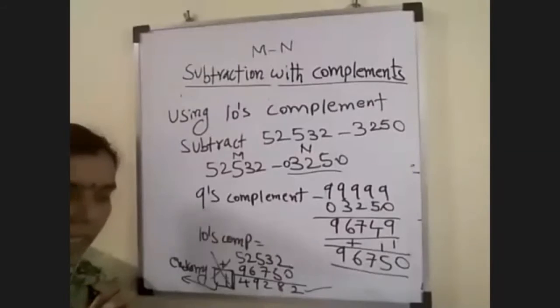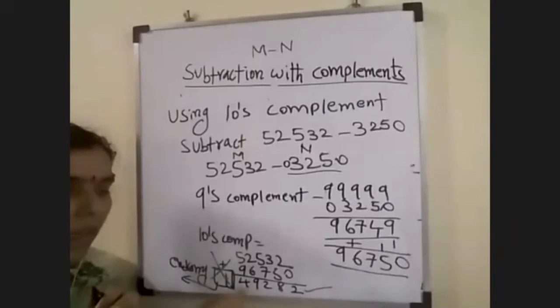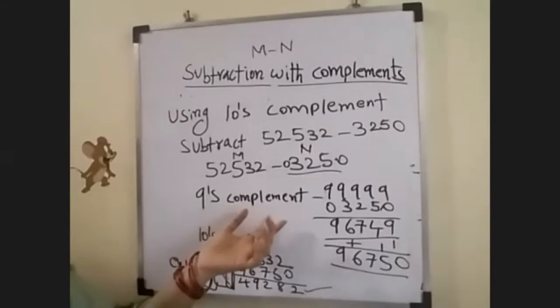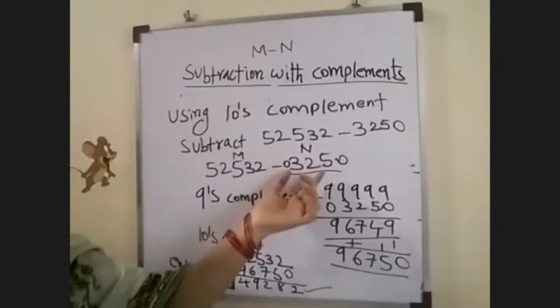Otherwise, we go to the third step. That is, take the 10's complement of the result and place the negative sign in front of that result. Is it clear? 9's complement plus 1 is the 10's complement. So for 03250, you can perform the 10's complement.